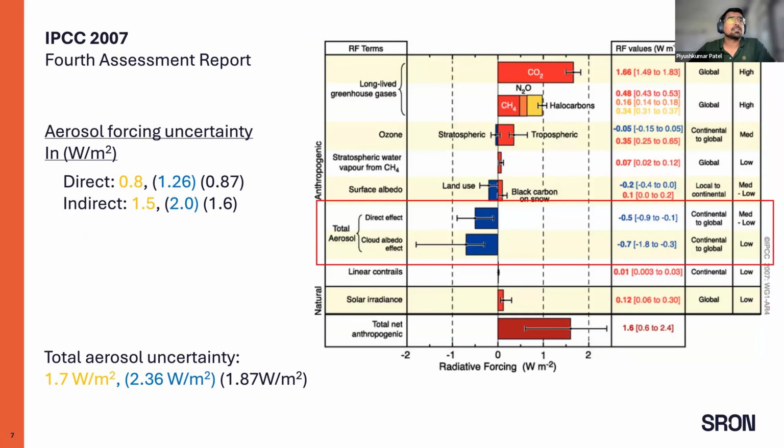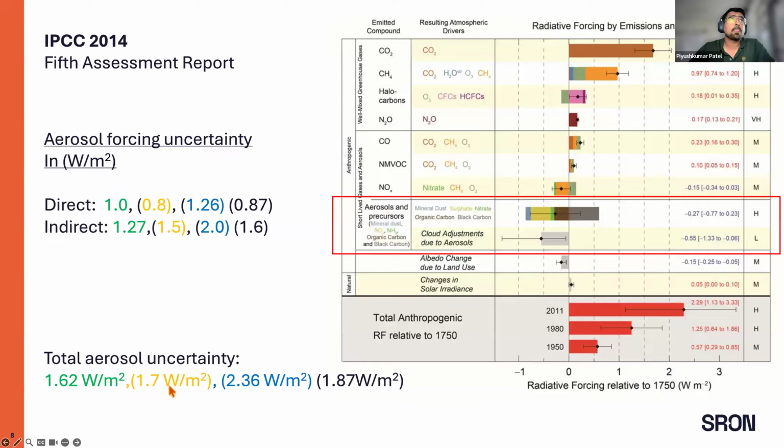And then came the IPCC report in 2007, where we actually identified the direct effect and the cloud albedo effect, which is the first indirect effect. We have given two numbers, one for the direct and one for the indirect. And the total number is still 1.7, which is reduced from the previous report.